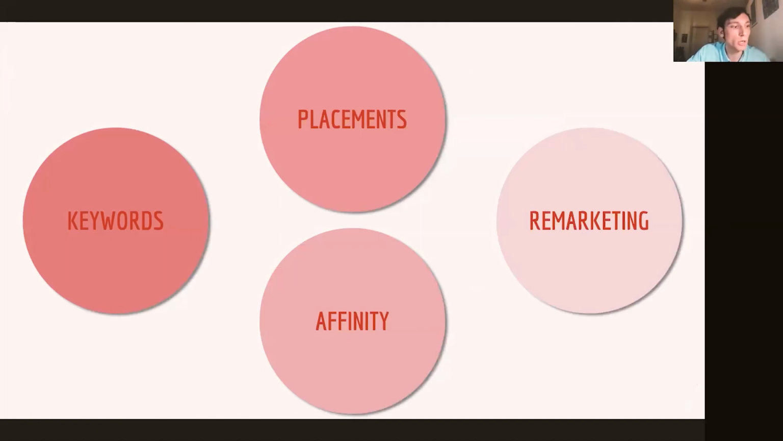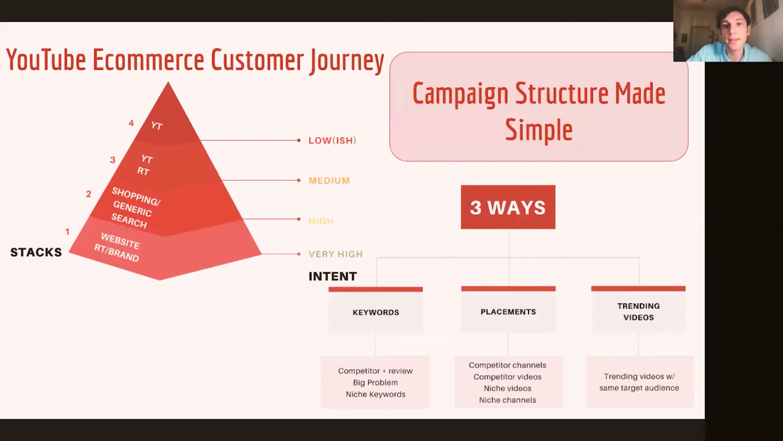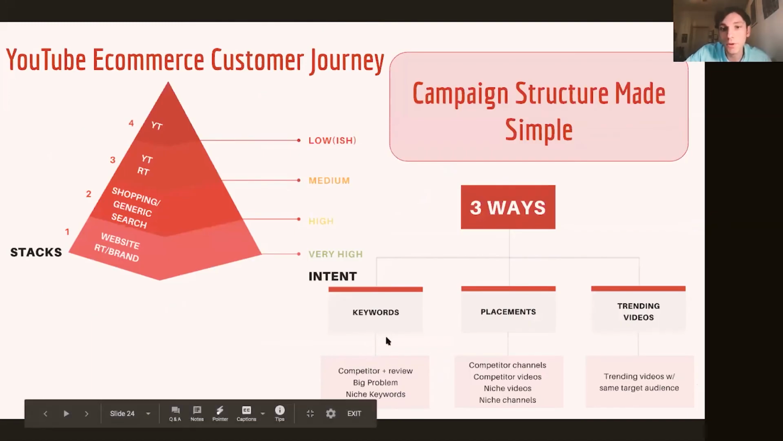And I don't want to go into all the crazy different audiences because I know our time is coming up here at the end. I really just want to show, to close the presentation, these 4 audiences that are working the best for us: keywords, affinity, placements, and remarketing. And looking at what those include, keywords are things like your competitors, problems they're trying to solve, maybe niche keywords. Placements are what videos or channels you want your videos to be on, right?